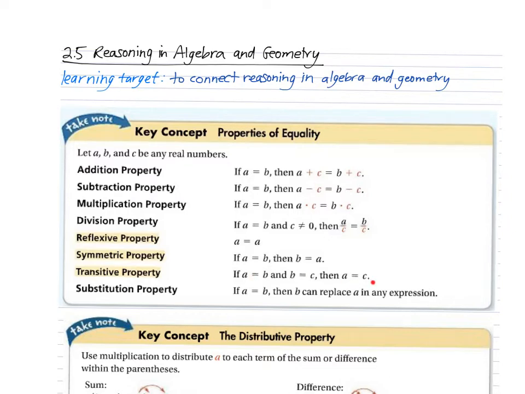Transitive property involves three different things with a link. So if A equals B and B equals C, B links them, and that means A equals C. It's kind of like the law of syllogism we just did, right? When there's a link, then you can get rid of the link and just go with the first and the last. And then substitution property, which is similar to transitive property, and sometimes they can be used interchangeably. But if A equals B, then you can replace A with a B in any expression.